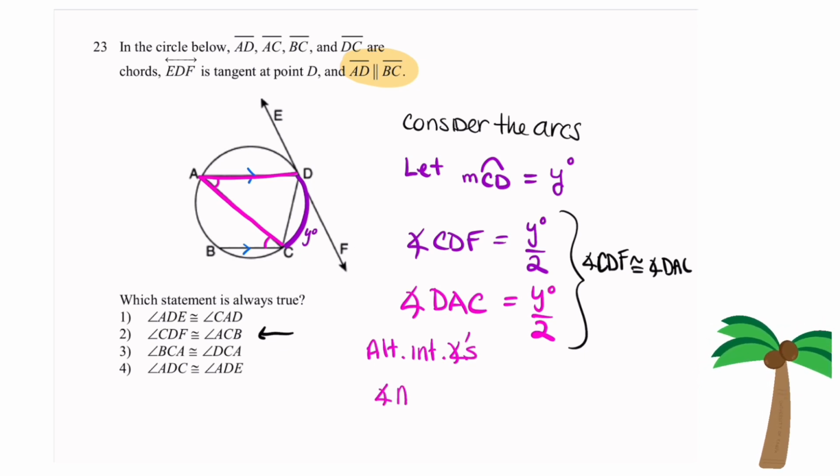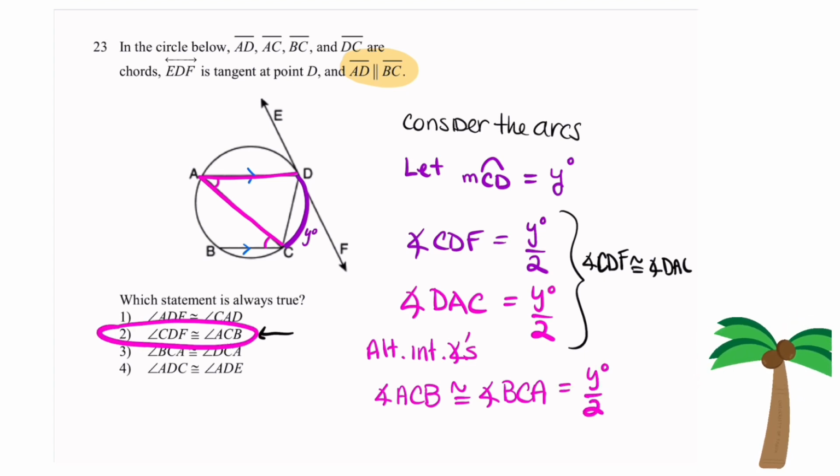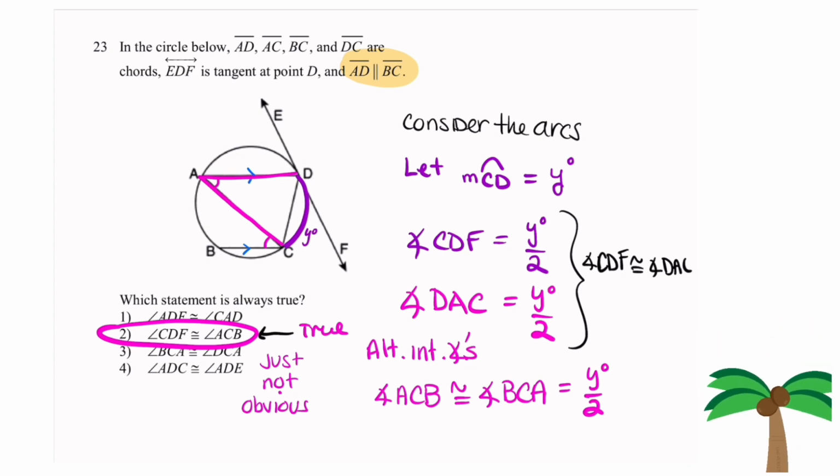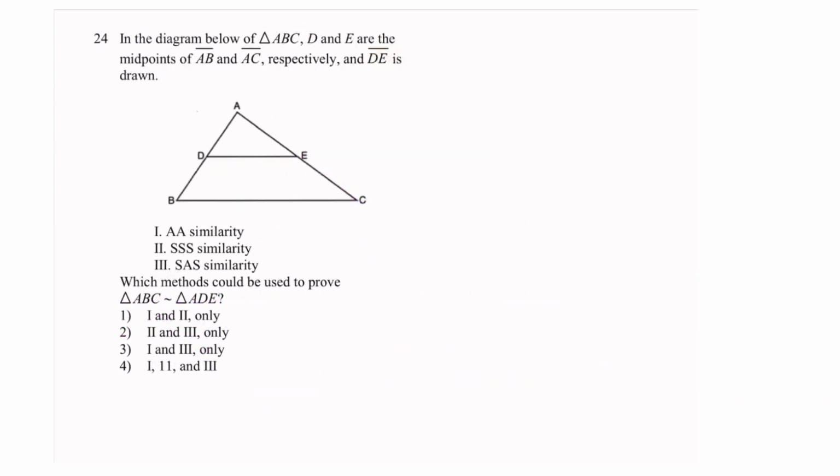We also have those alternate interior angles being congruent to each other. So if angle ACB is congruent to angle BCA, which is also equal to y over 2 degrees, then yes, this is our choice. It just wasn't obvious that that was our choice. Sometimes the answer is elusive.